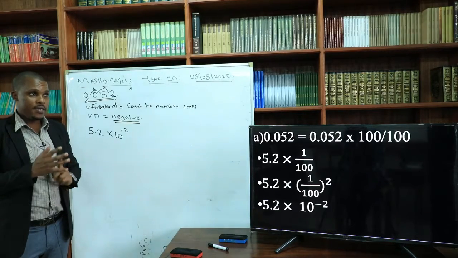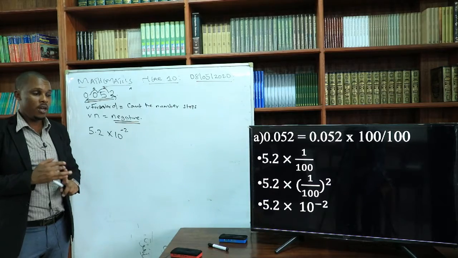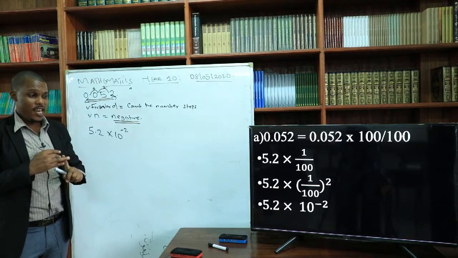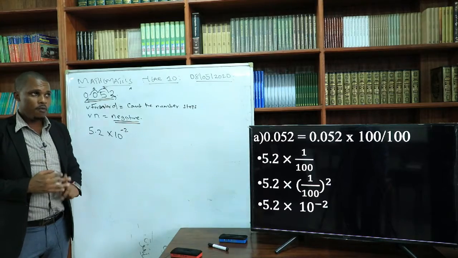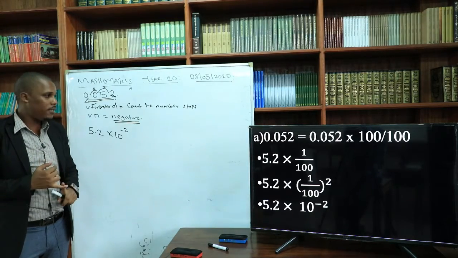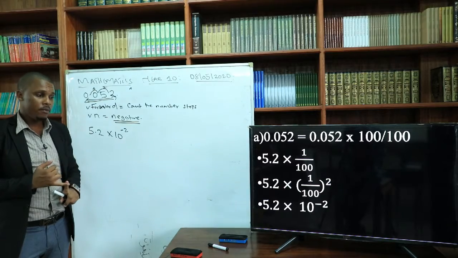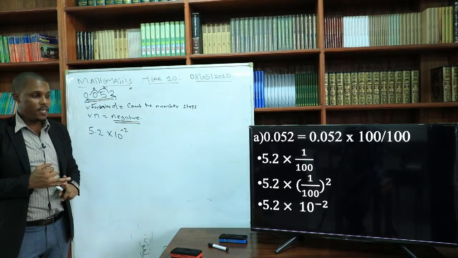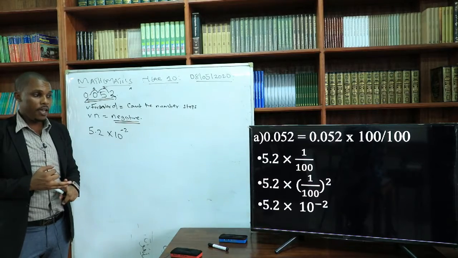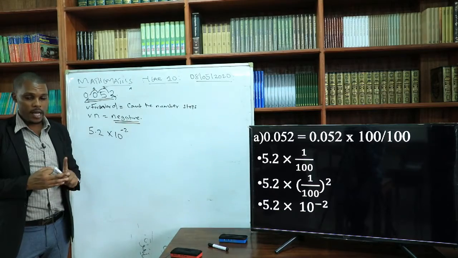So there is a time when the value of n is positive, there is a time when the value of n is negative, and there is a time when the value of n is 0. For it to be a positive integer, the number that you are writing in standard form must be greater than 10. For it to be negative, the number must be less than 1. And for it to be 0, the number must be between 1 and 10.